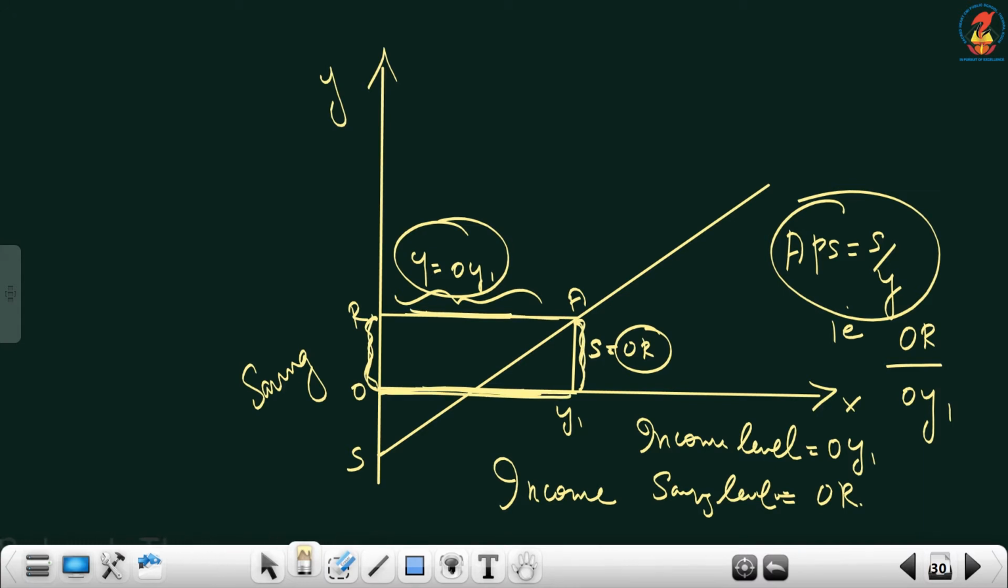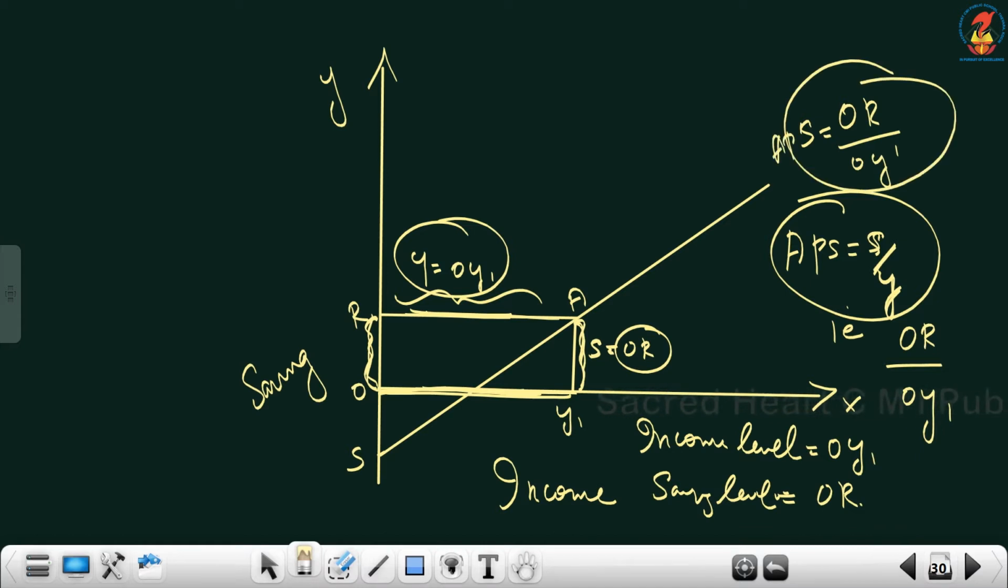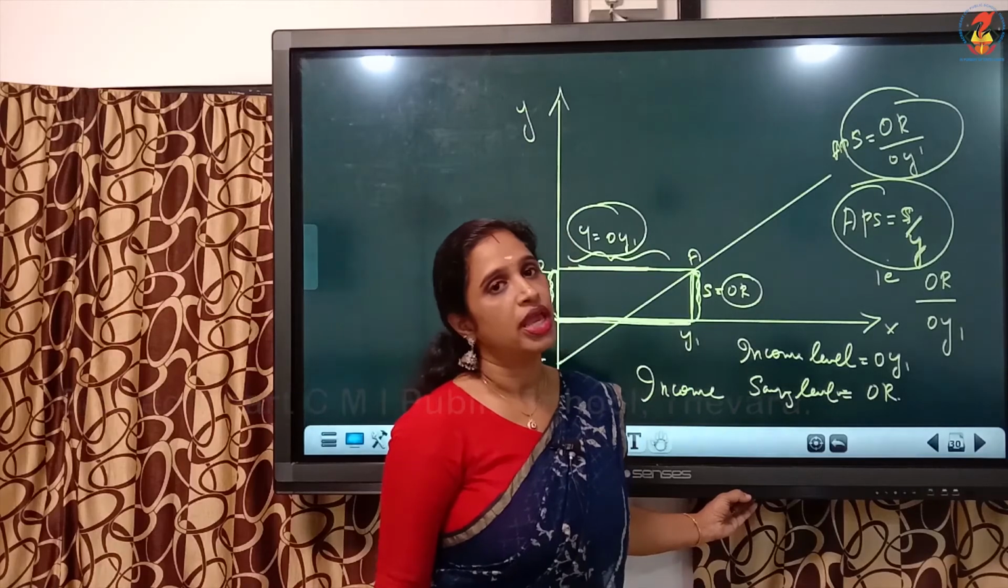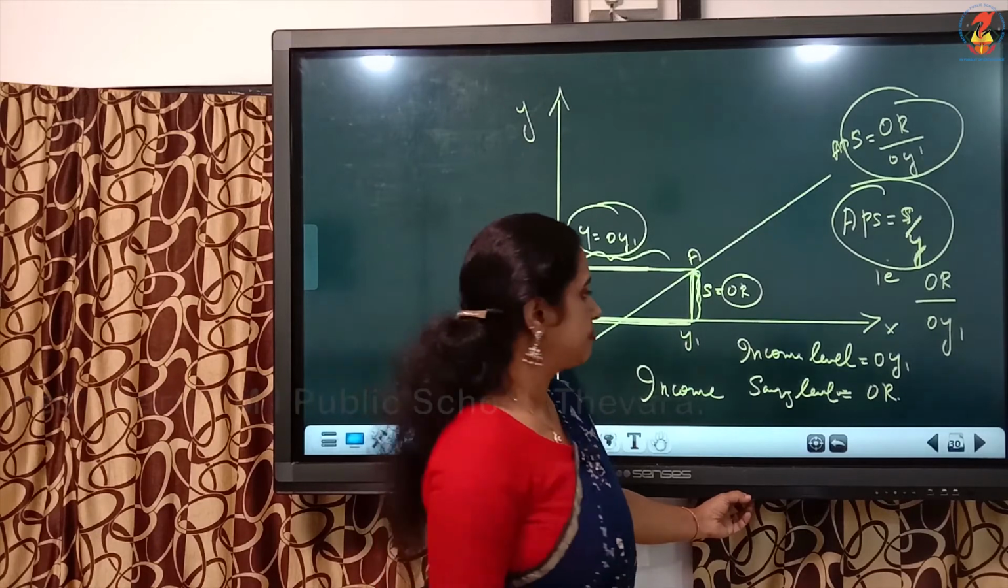Therefore, how can you find out APS? S by Y. What is S? Saving is OR, and what is Y? Y is OY1. Therefore, APS is equal to OR by OY1, that is OR length by OY1 length. This is how you find out APS: S by Y.